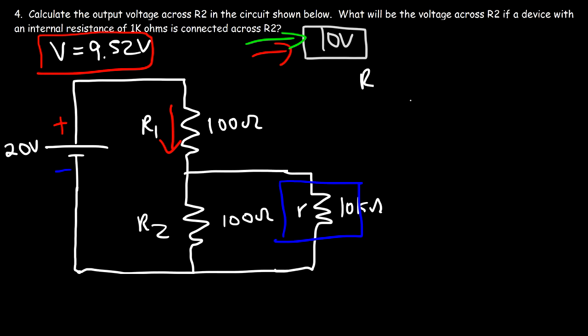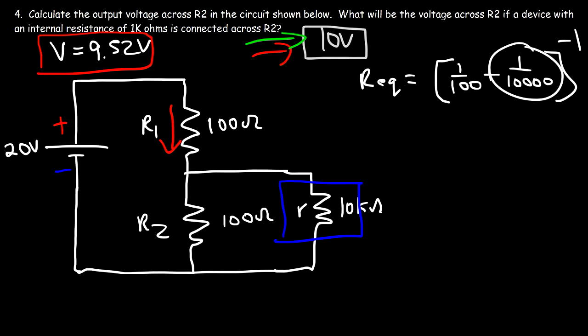So let's start by calculating the equivalent resistance. It's going to be 1 over 100 plus 1 over 10,000, raised to the minus 1. 1 over 10,000 is a very, very small number, so the equivalent resistance will still be approximately 100. The bigger this value is, the less significant 1 over that value will be. But let me just show you how it works.